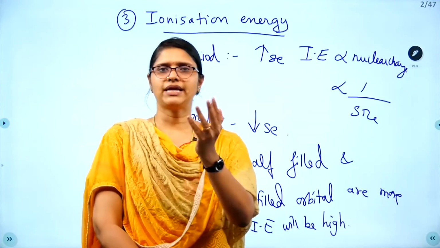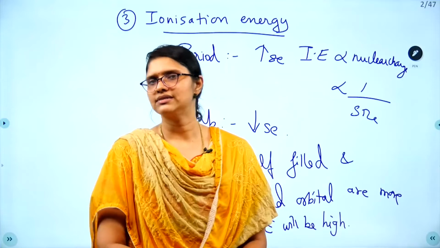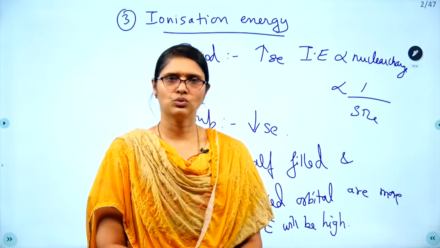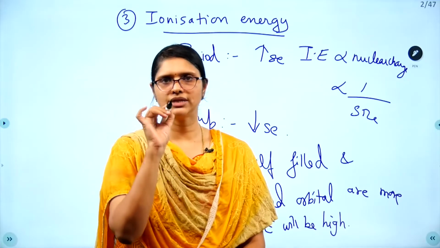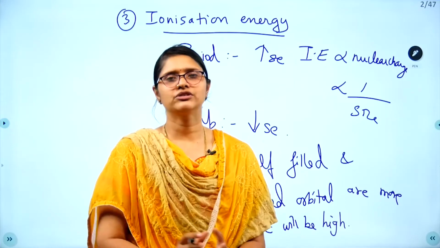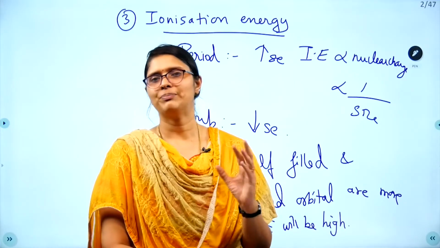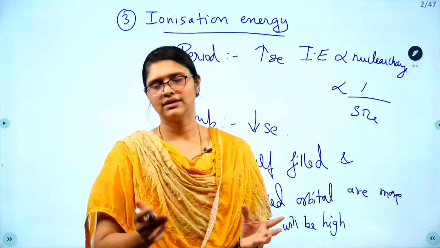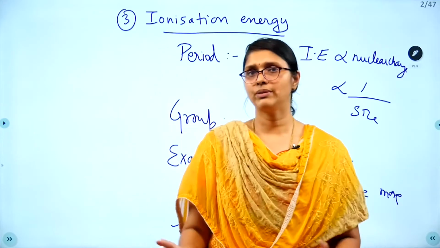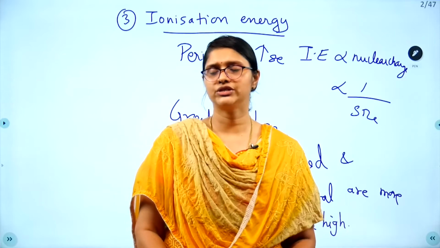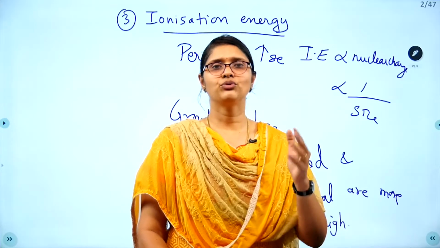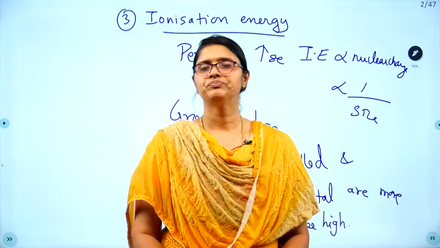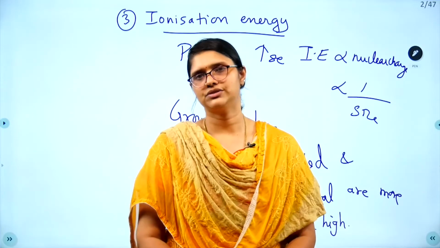For example, if you compare nitrogen and oxygen, nitrogen will have more ionization energy. Why? Because nitrogen has atomic number 7, so 1s2, 2s2, 2p3. The p orbital has 3 electrons, an exactly half-filled configuration, therefore it is more stable. Oxygen will have p4, so the electrons get paired. So along the period oxygen should be more, but nitrogen is more because of the stable configuration. And when you compare fluorine and neon, obviously neon will have more because of the completely filled p orbital.